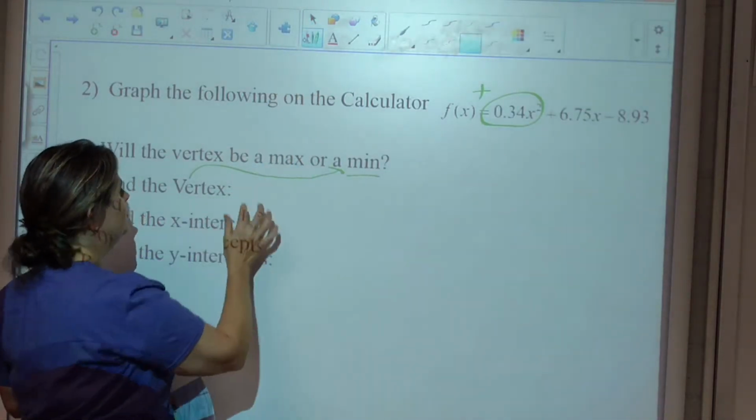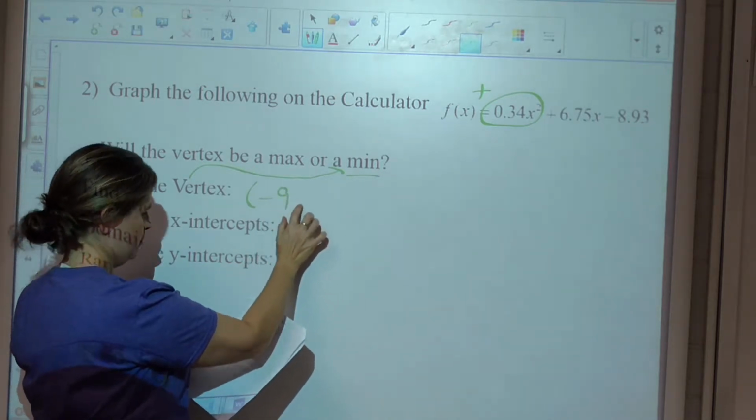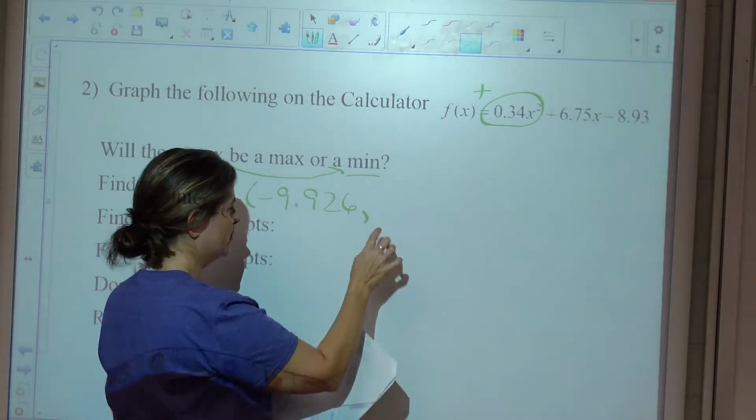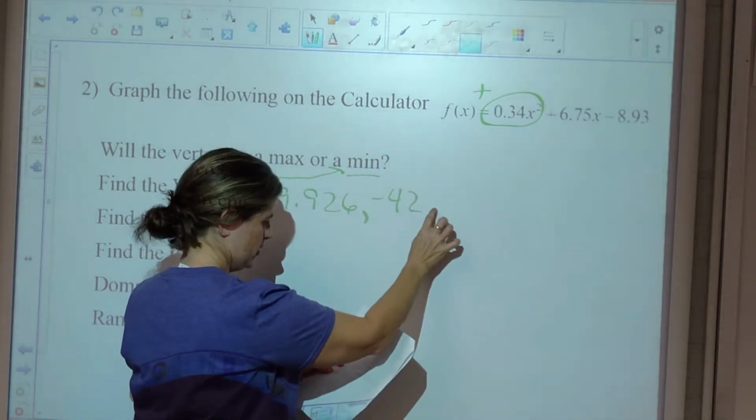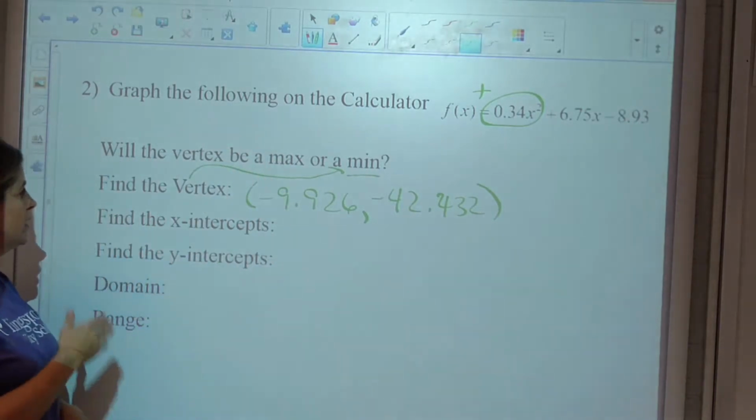So our minimum for this one will be a negative 9.926 when we round appropriately, and a negative 42.432 for the y coordinate.